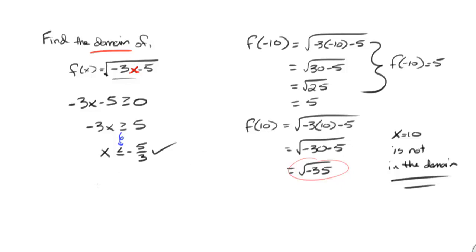Or another way of writing this would be in interval notation, would be from negative infinity up to negative 5/3, including negative 5/3, and never including the infinity. And again, both of these are the domain, one in inequality and one in interval notation.